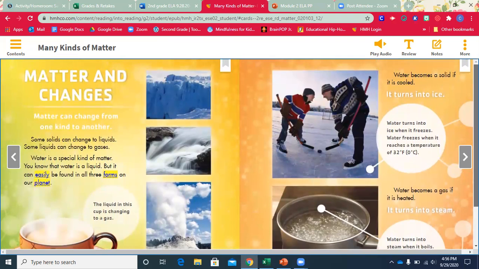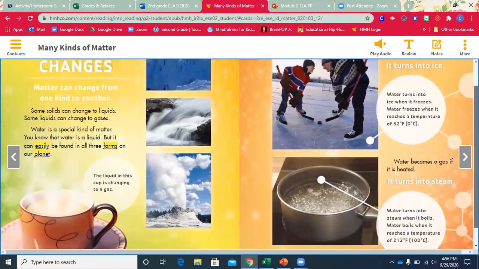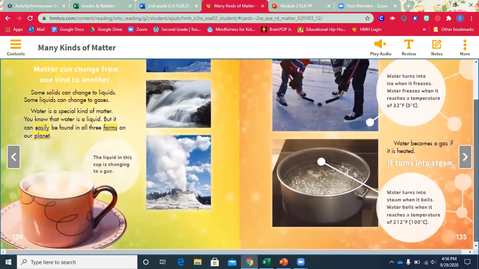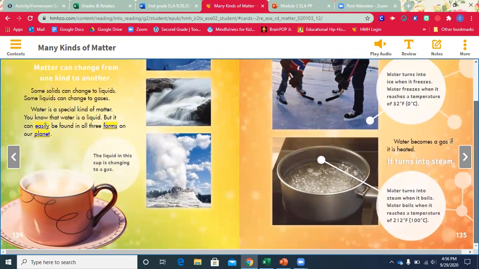Water becomes a solid if it is cooled. It turns into ice. Water turns into ice when it freezes. Water freezes when it reaches a temperature of 32 degrees Fahrenheit. Water becomes a gas if it is heated, like our coffee and tea. Water turns into steam when it boils. Water boils when it reaches a temperature of 212 degrees Fahrenheit.